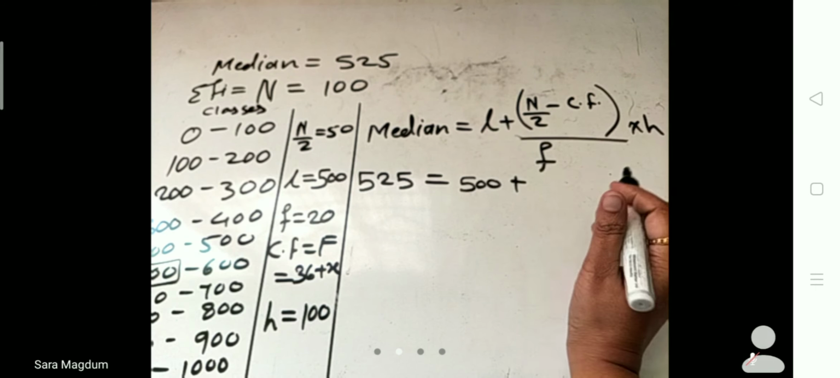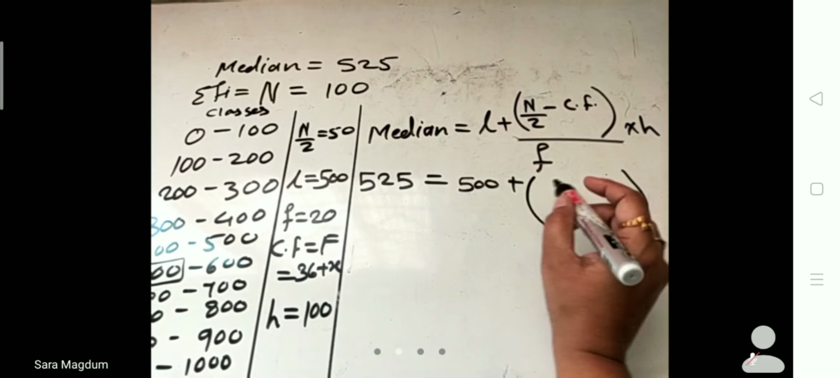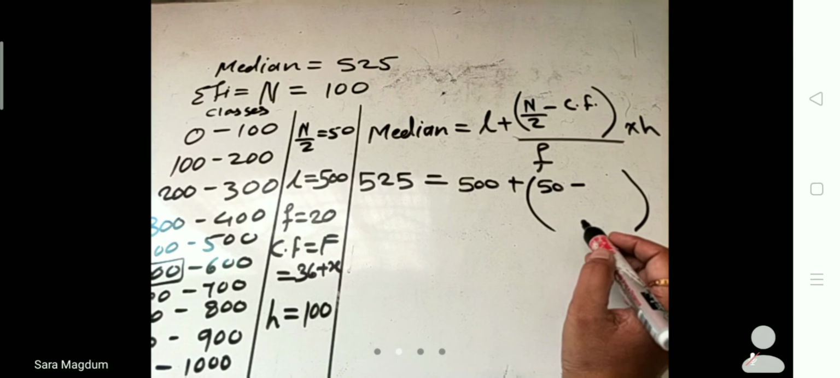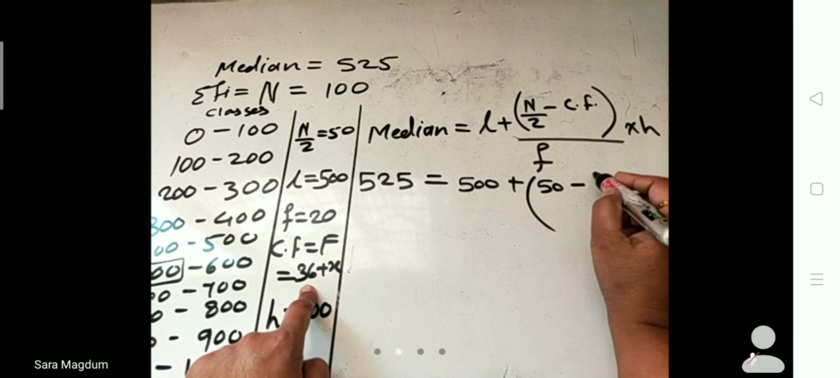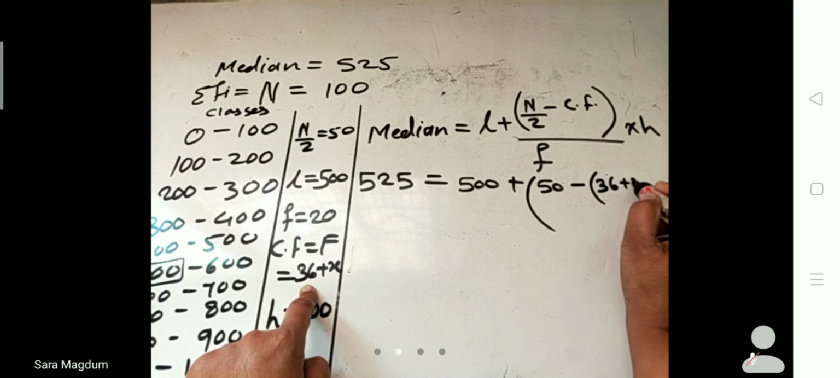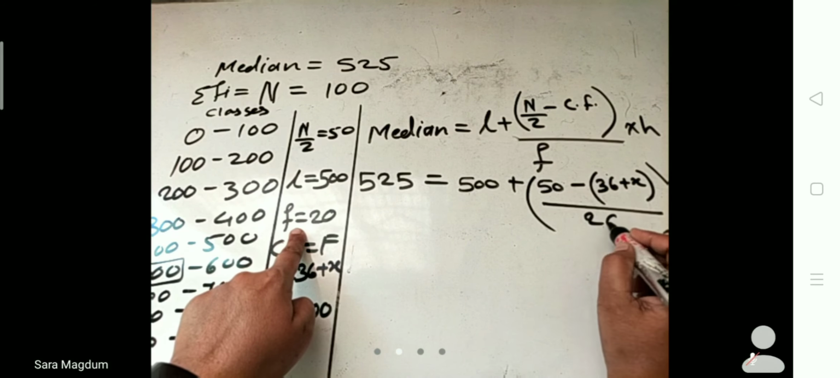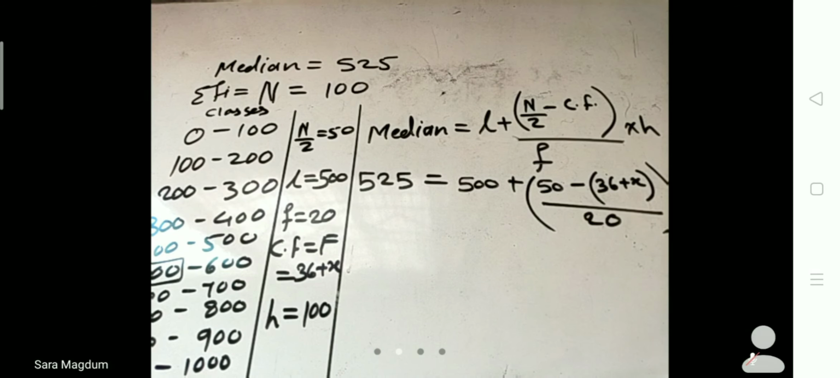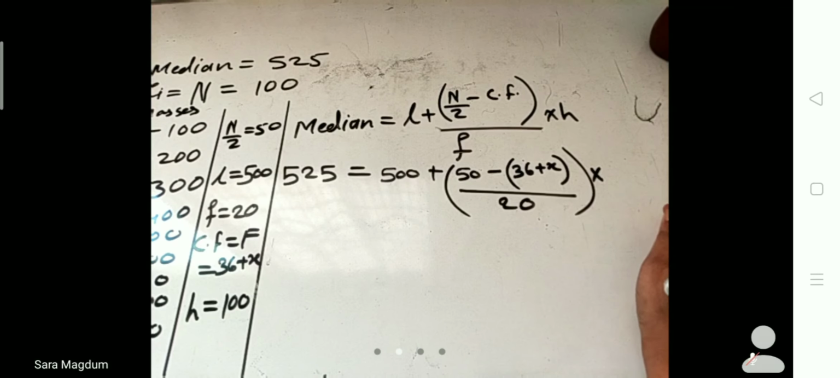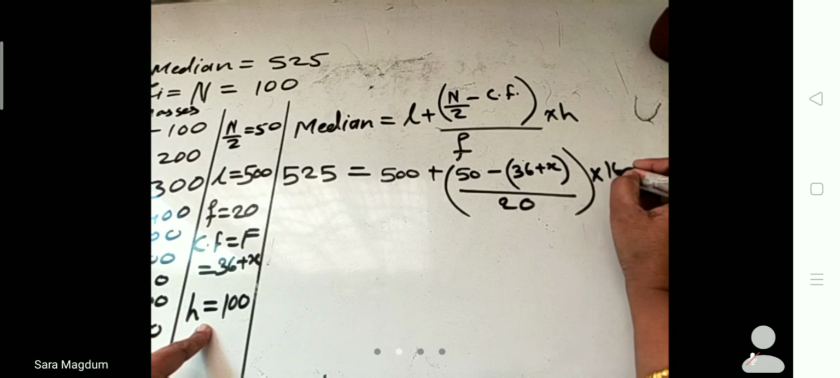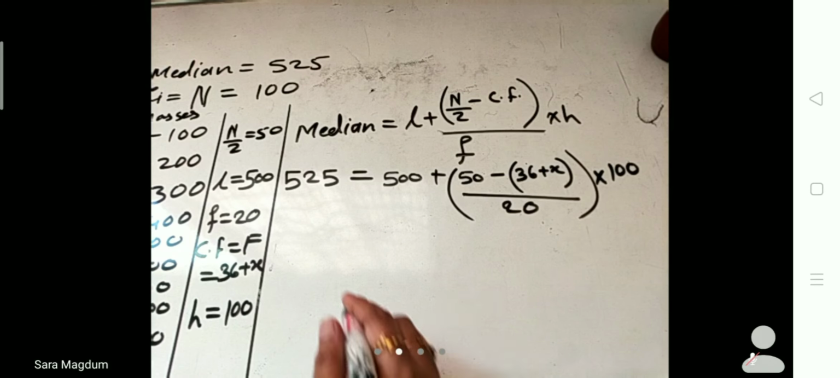L is a separate thing. And now we are going to write the fraction. n by 2's value we have 50, minus CF. CF is 36 plus x. So 36 plus x you will write in bracket, and value of f is 20. I have written here h; we know h is class size, and that is 100. All the values we have written. I'm going to solve it.